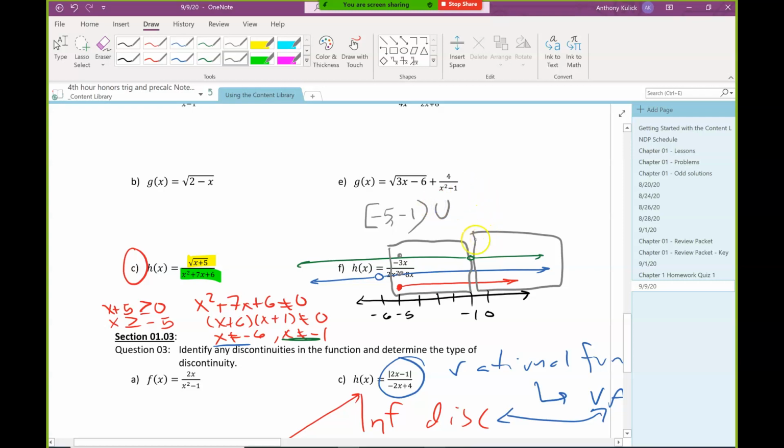And then I'll do my union. And the next section starts at negative 1, but since it's an open circle on the green, negative 1 isn't in all of them, so it gets a parenthesis. And it goes all the way to positive infinity, because it has the arrows at the end of all of them.